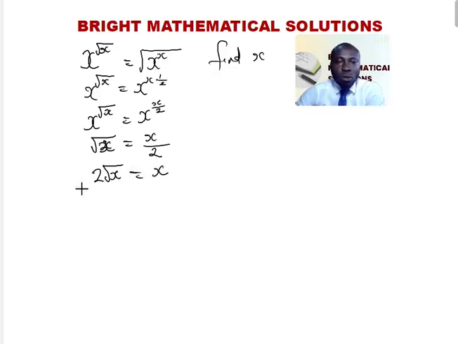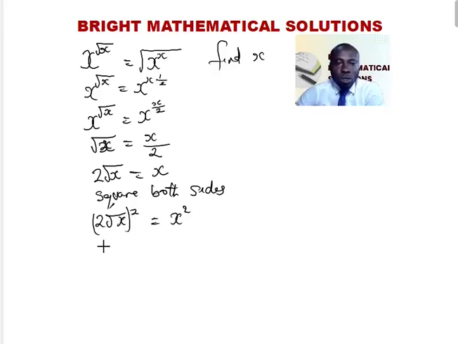So let us square both sides. So this will now become 2 root x all raised to power 2 equals x raised to power 2. The rationale behind it is to eliminate these square roots. Therefore, this becomes 4x equals x squared. So let us bring this in. So we have 4x minus x squared equals 0.